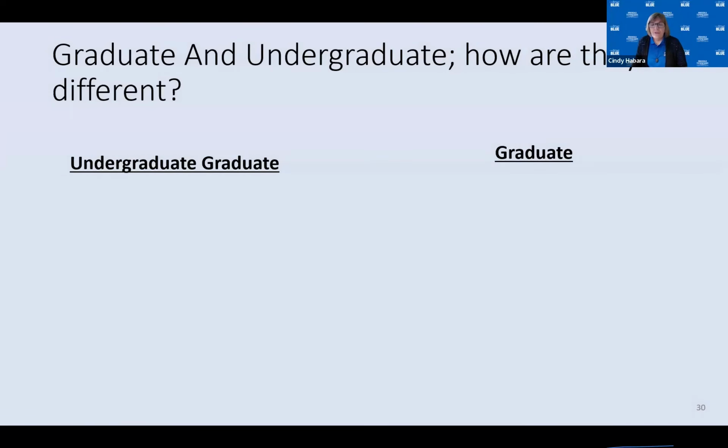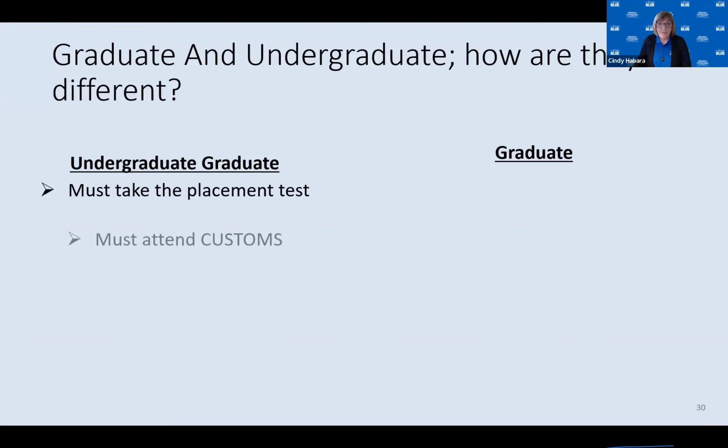Okay, now the differences between our grad and undergrad. We talk a lot about grad, we talk a lot about undergrad. There are differences and similarities. So this chart's going to tell you what a grad needs to do, what an undergrad needs to do. So our undergraduate students, you must take the placement test. Again, our exchange students coming for 1 or 2 semesters through the Ed Abroad office, you do not need to take the placement test. You must attend customs.